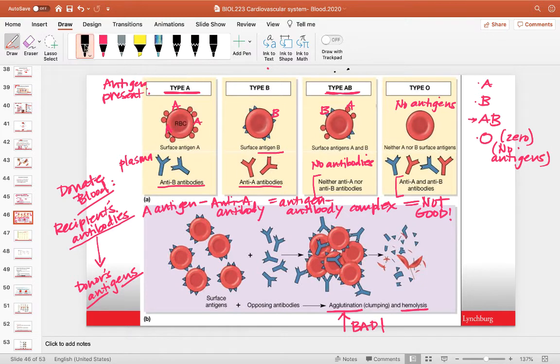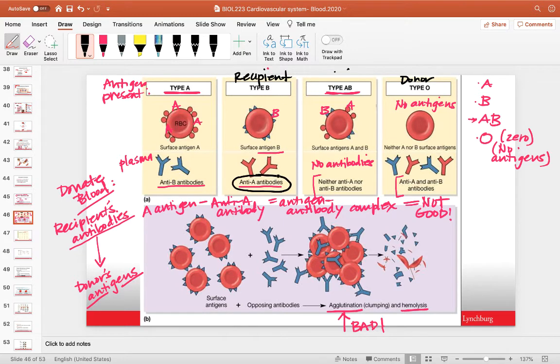Okay, so let's say that we have a little different scenario, and let's say this type O blood is our donor. And let's make type B blood our recipient. So here's our recipient. What's important in our recipient blood? The recipient's antibodies. So let's highlight that. Type B blood is going to have anti-A antibodies.